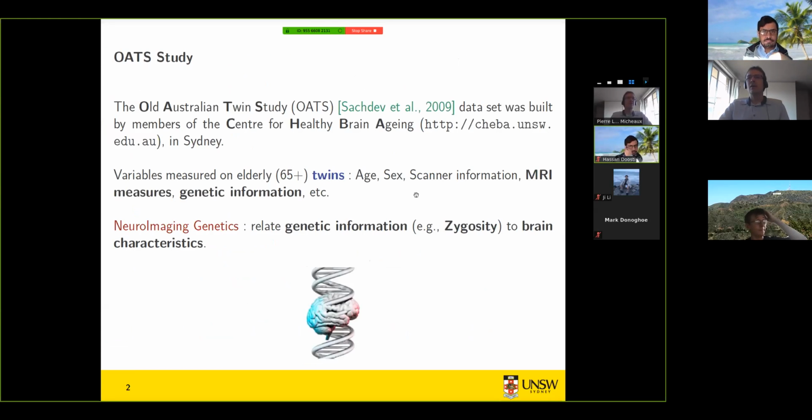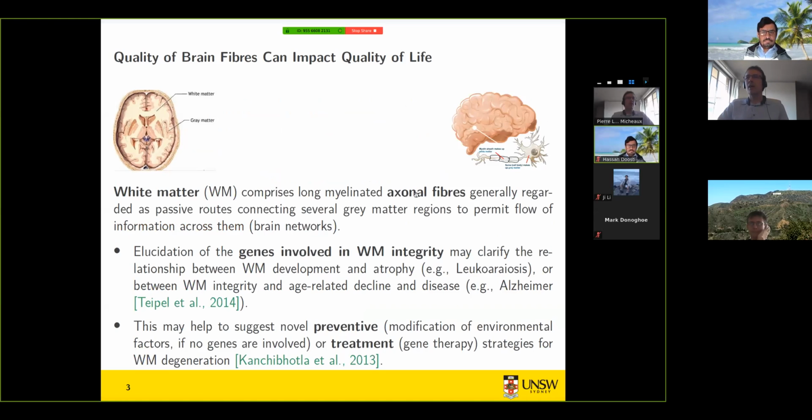As I mentioned, I spent 1 year working with these people at the Center for Healthy Brain Aging at UNSW Sydney, and they had this interesting old Australian twin study where they measured a lot of variables on old twins, like age, sex, and stuff like that. In this work, I was interested in relating genetic information to neuroimages. The kind of genetic information that was interesting to us was called the zygosity, which is the fact of knowing if the twins are identical twins or non-identical twins.